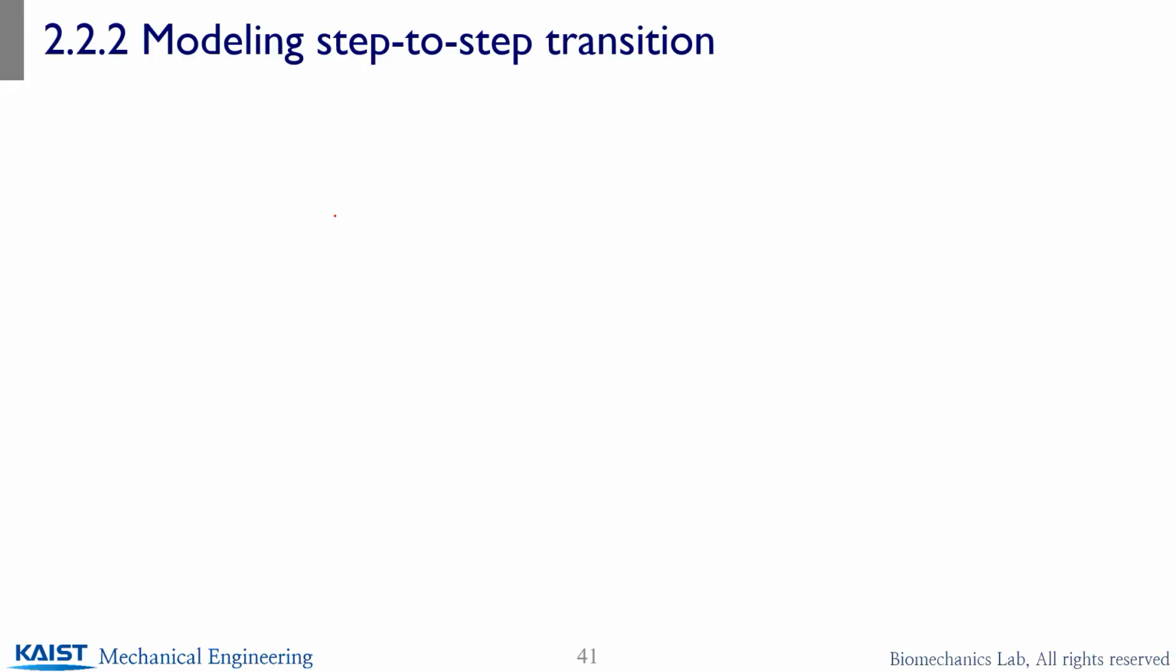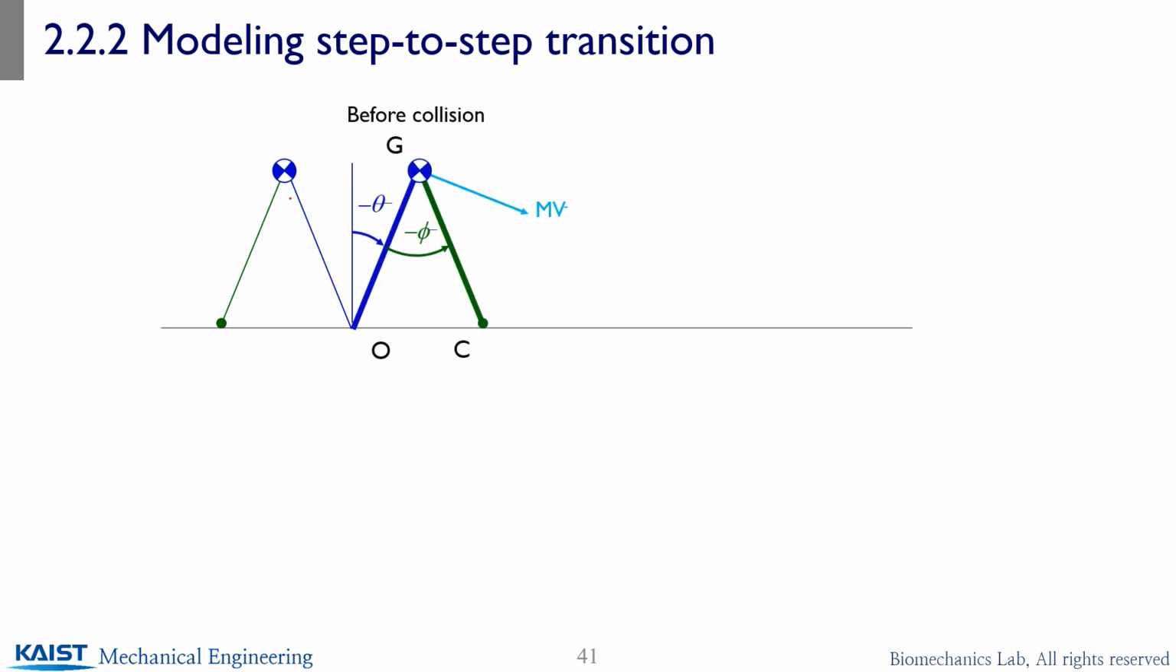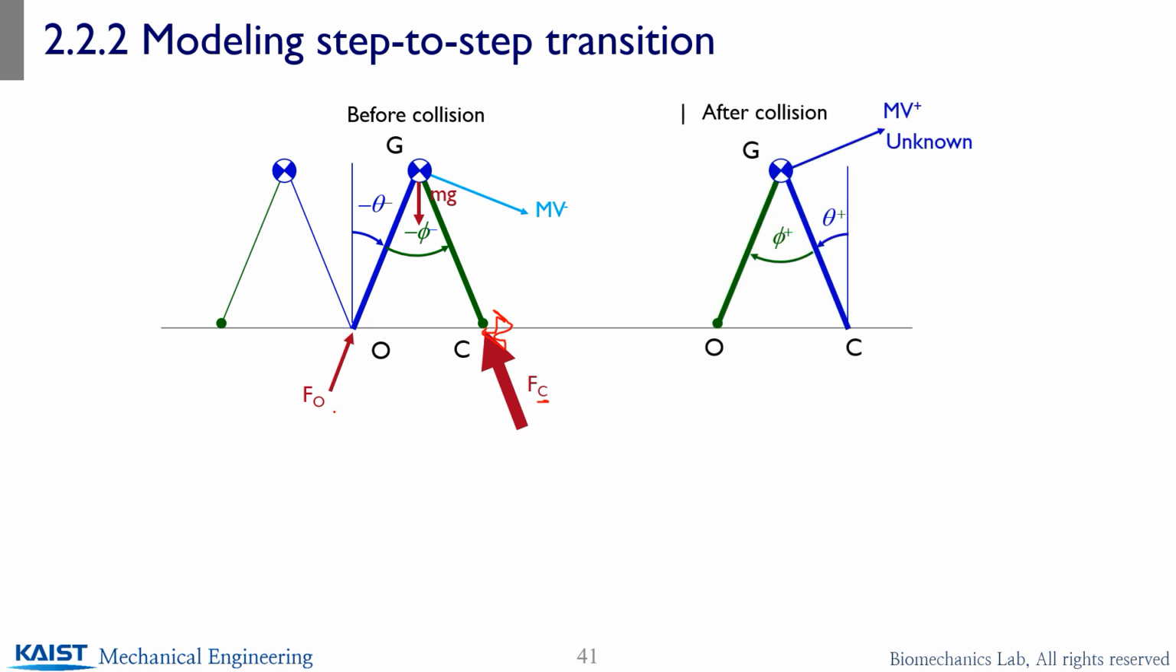Okay, let's work on how we can handle the collision problem in the bipedal walking model. Initially, bipedal walking has a rotational motion with respect to the stance leg before collision. During the collision, there is an impulsive force at the ground contact point, which we assume is very large and applied during a shorter amount of time compared to gravity and the other pivotal reaction force.